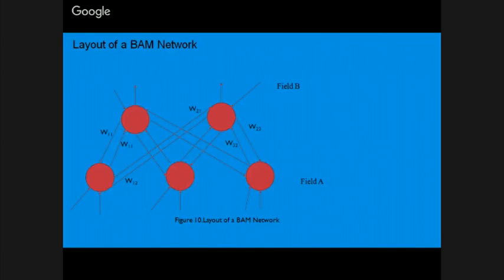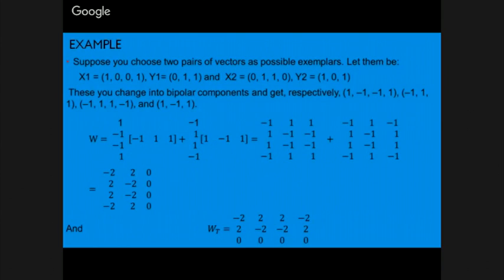We will take input-output vector pairs one by one, and for each pair we will find the contribution of each pair to the weight matrix. Then we'll add the contribution of all the input-output pairs to get the final weight matrix. So let's take an example where we take two patterns. Two patterns means two pairs basically. Two pairs means two associations. One input-output vector and a second input-output vector.